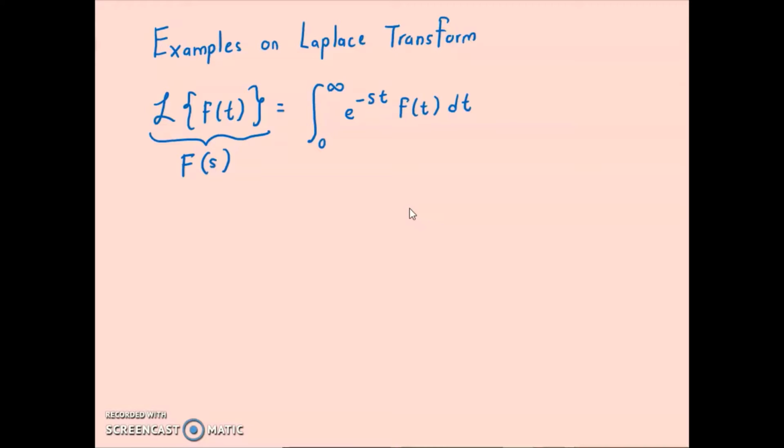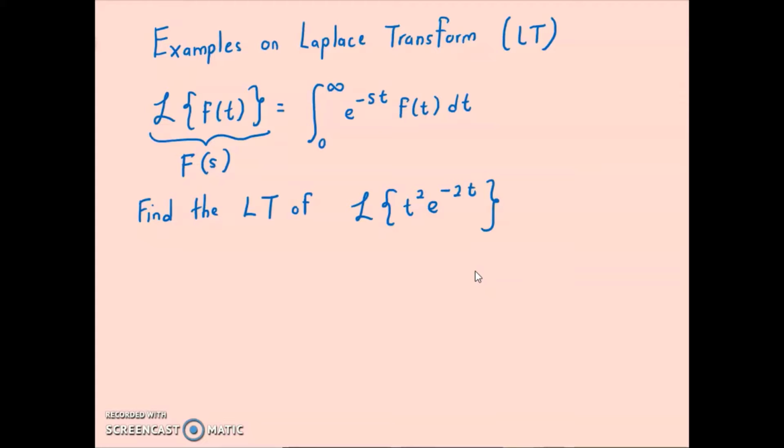Okay, so the first example, maybe a complicated one. Find the Laplace transform of t squared e^(-2t). Okay, let's try this. So we have to find the Laplace transform.